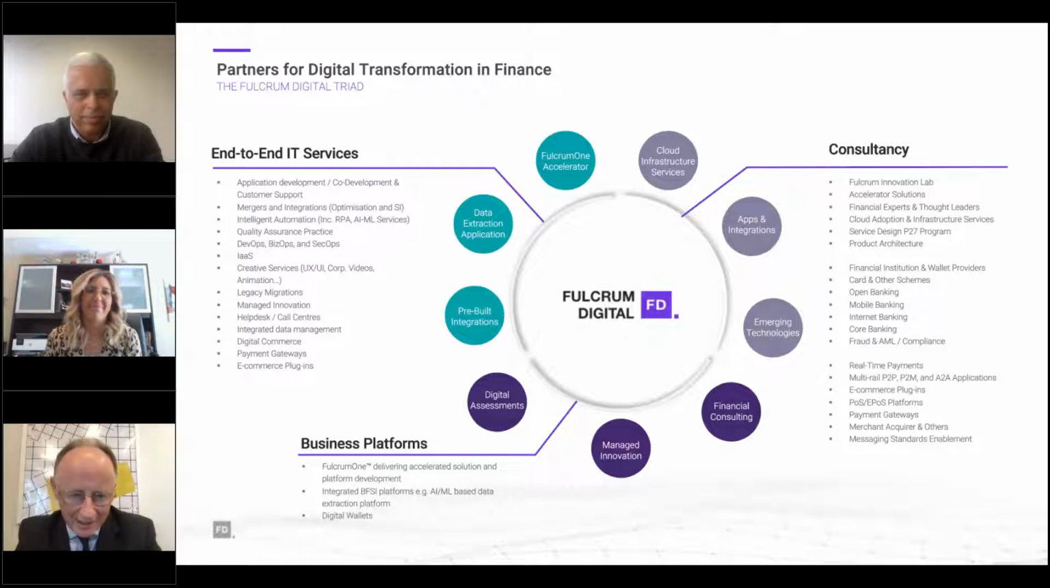And the key message here, again, is in the financial services area, but we do have many other strands of Fulcrum Digital, including website development and e-commerce sites and what have you. So this is meant to convey the breadth and depth of the services that we can bring to our clients.